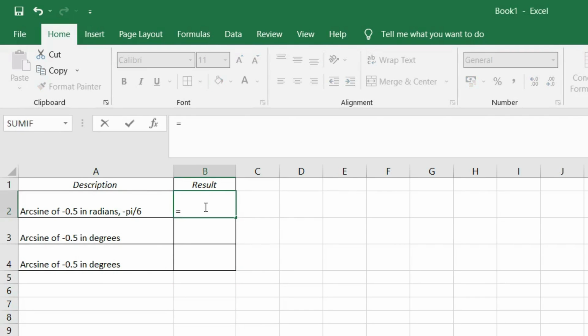We type =ASIN(-0.5), where -0.5 is the sine of the angle we want. Thus we get the arcsine of -0.5 in radians, and the value is equal to -pi/6.